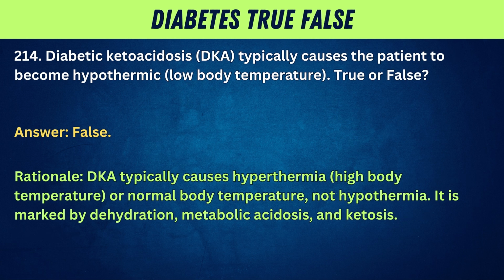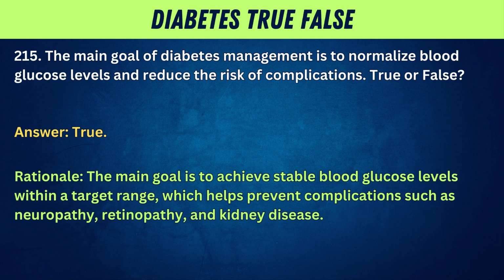214. Diabetic ketoacidosis, DKA, typically causes the patient to become hypothermic, low body temperature. True or false? Answer: false. Rationale: DKA typically causes hyperthermia, high body temperature, or normal body temperature, not hypothermia. It is marked by dehydration, metabolic acidosis, and ketosis.